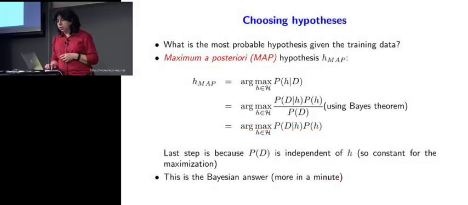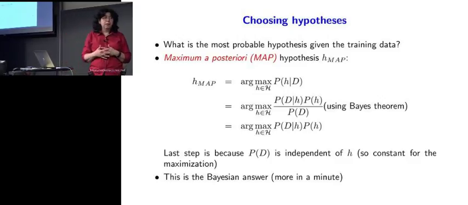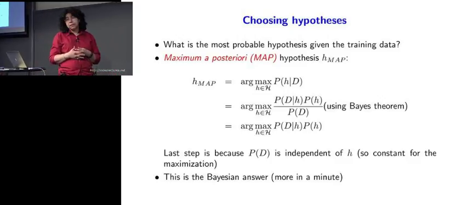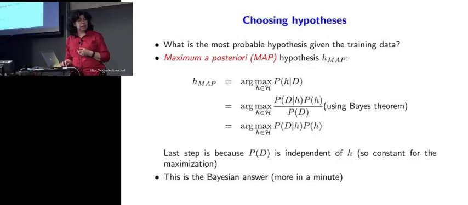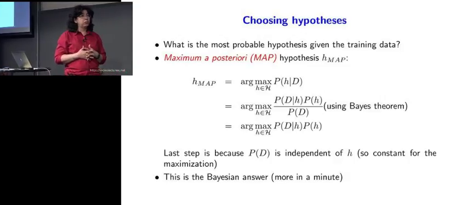So what we can do is find the max a posteriori hypothesis. That means the hypothesis that maximizes P of H given D. And again, in this case, we don't really care about P of D. And we end up with a maximum in the hypothesis space of P of H times P of D given H. And so this would be sort of the Bayesian answer for how to choose hypotheses.